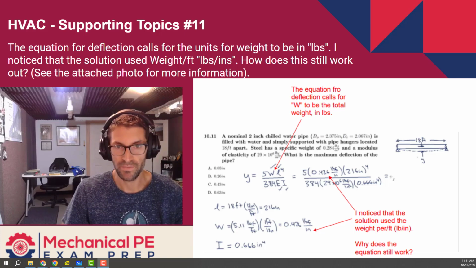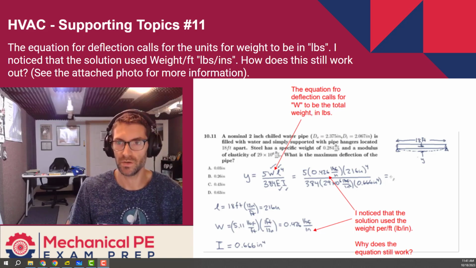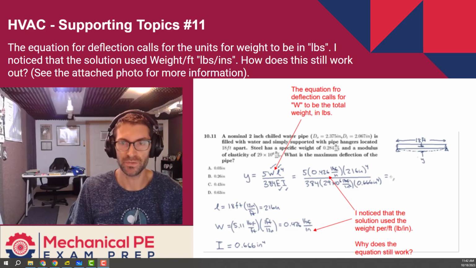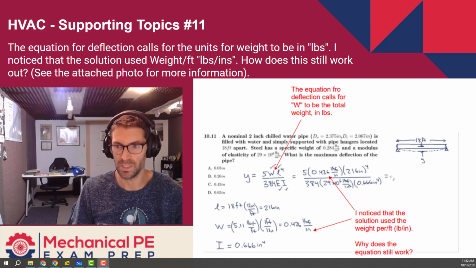Supporting topics 11. The equation for deflection calls for the units for weight to be in pounds. I noticed that the solution used weight per foot or pounds per inches. How does this still work out? See the attached photo for more information.